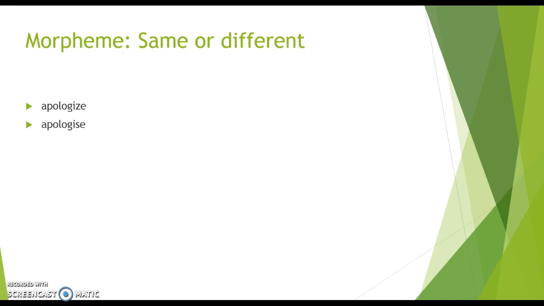So let's look at some examples. We have the word apologize and apologise with two different spellings. One is the US spelling and one is the British spelling. Maybe we want to think of them as the same word, but for a moment we're just going to compare them. If we're going to break those into morphemes, it would probably look something like this, right? We would have the word or the stem apology, and we would have this ending -ize or -ise.